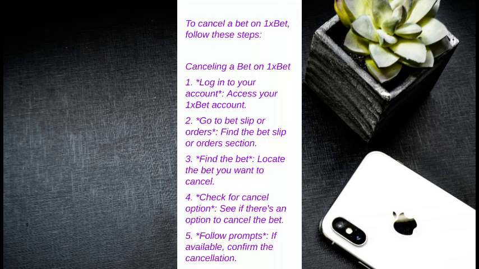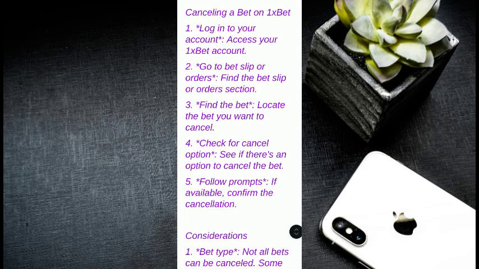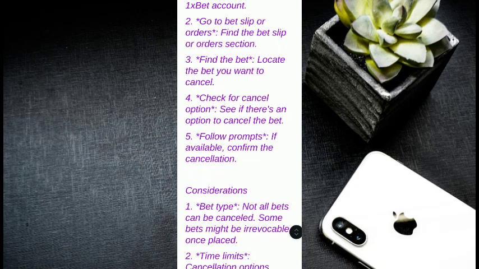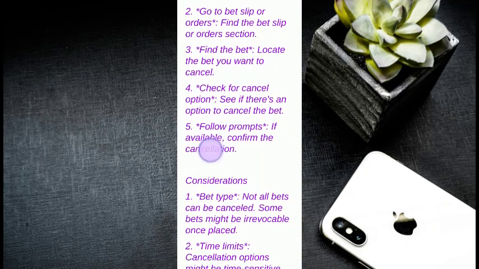The first thing you need to do is access your 1xBet account. Then find the bet slip or others section. Once you've found it, locate the bet you want to cancel. See if there's any option to cancel the bet, and if there is, confirm the cancellation.